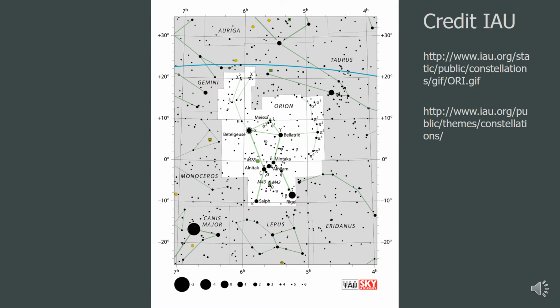This is an example of a constellation. This particular constellation is Orion. As you can see from the lighter area, the constellation is more than just a pattern of stars.